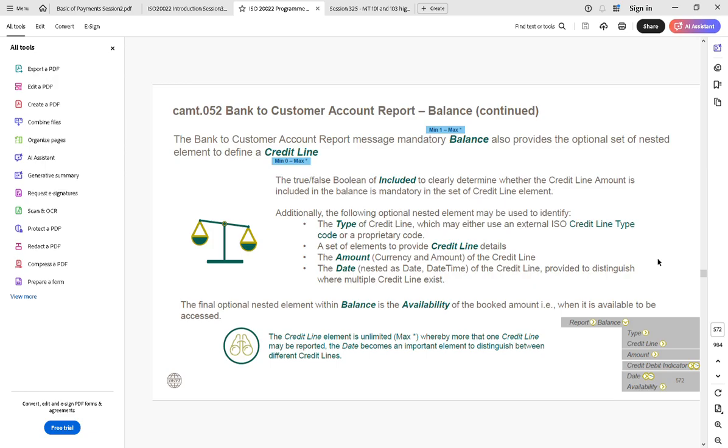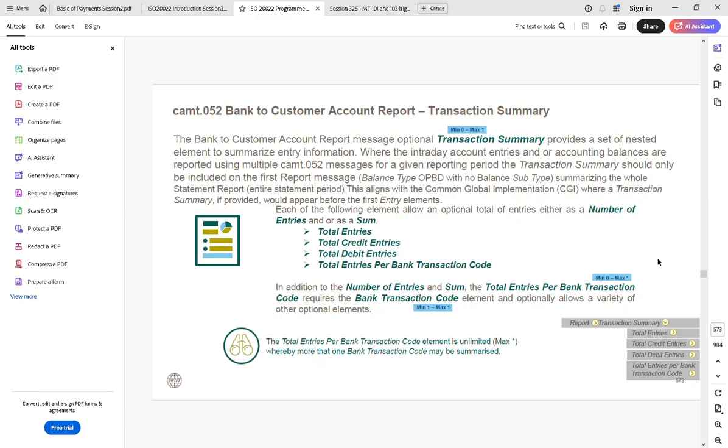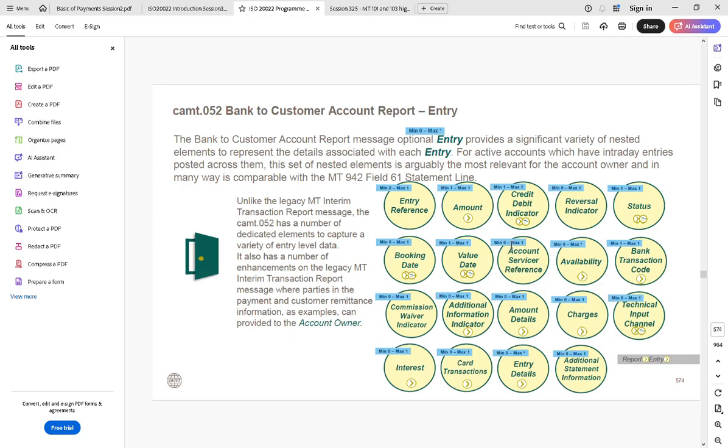Okay, then next is the balances, credit line, and transaction summary: total credit and debit entries. It will be there in CAMT.052. Then a report entry. So these are part of the report entry. Value date and book date are mentioned, along with the number of dedicated elements that capture a variety of details. So this covers the charges and availability. Those are contained in the CAMT.052 customer account report entry. Those are the things mentioned.